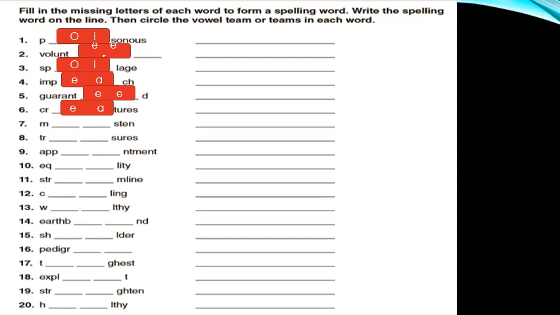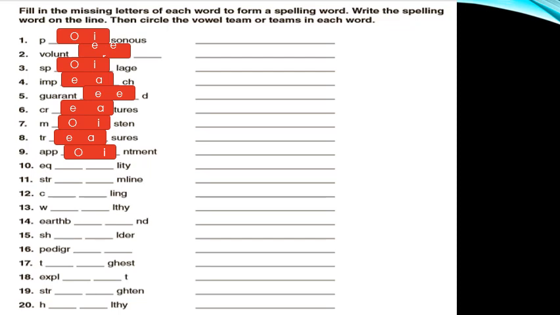Seven, moisten, O-I. Okay, it's the vowel team O-I. Number eight is treasures, E-A. So the vowel team syllable here is E-A. Number nine, appointment. Excellent. In appointment, I should add O-I. So the vowel team here is O-I. I don't have any other vowel team.